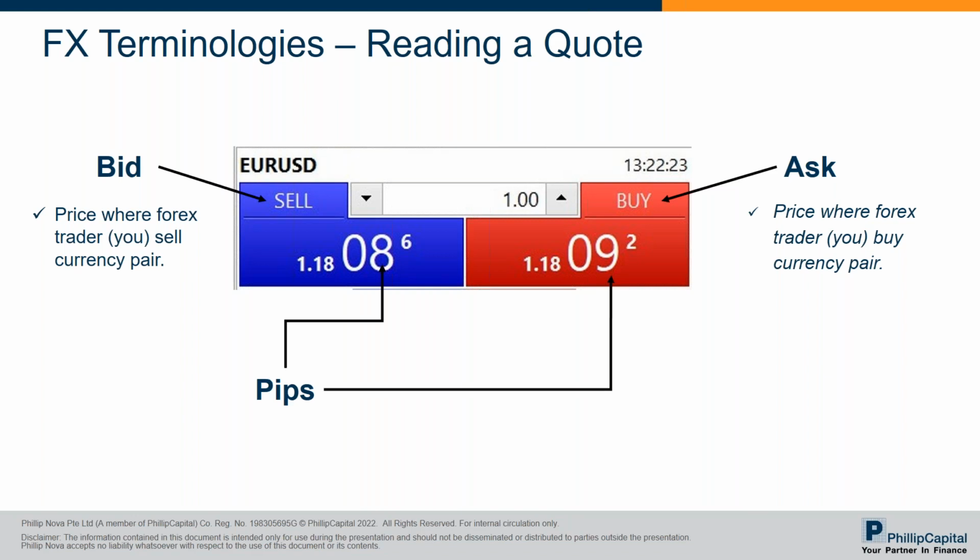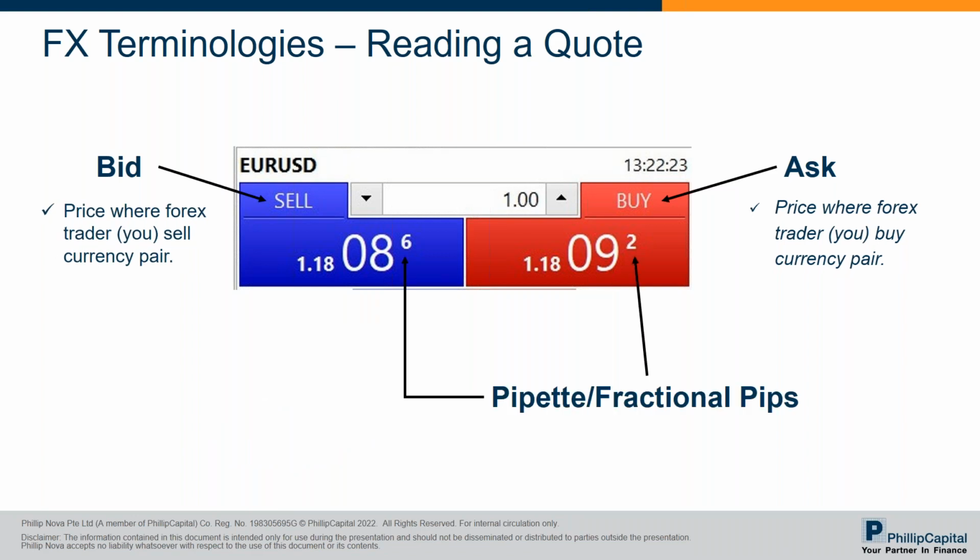Another term that people always talk about is pips. Pips simply means the fourth decimal figure on the quote, because the forex market doesn't move by cents. The movement is very minute, so we have to narrow down to the fourth decimal place, which is what we call the pips. If you want to narrow down further to the fifth decimal number, it is called the pipette or the fractional pip.